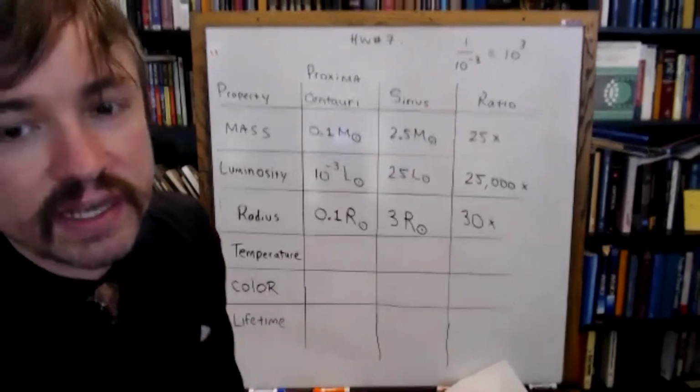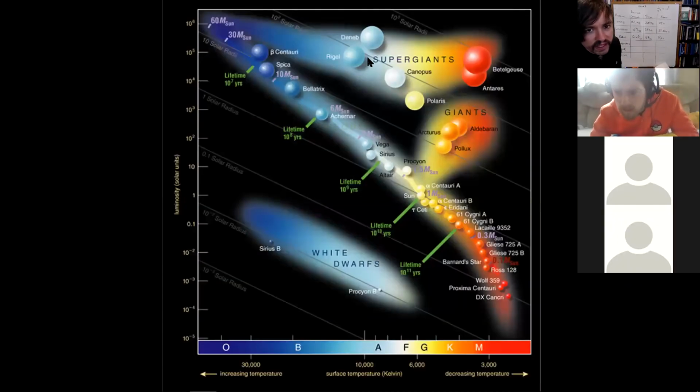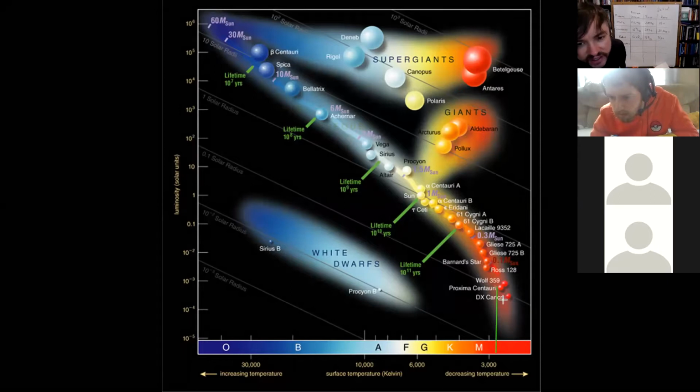Okay, let's do our temperature in kelvins. Let's go back to that HR diagram. The temperature can be seen here on the x-axis, right? So for Prox, let's just do 3,000, okay? I want you guys to remember that the lowest possible temperature a star can have is 3,000, and the highest possible temperature is 30,000. I think 3,000 would be a better measurement.